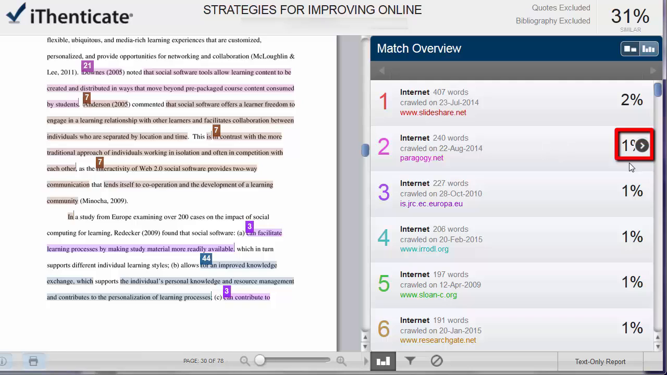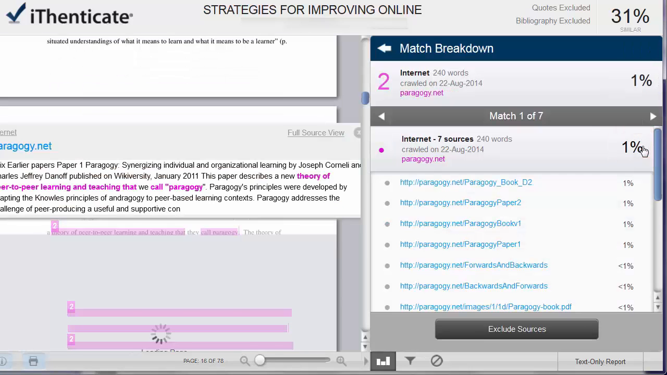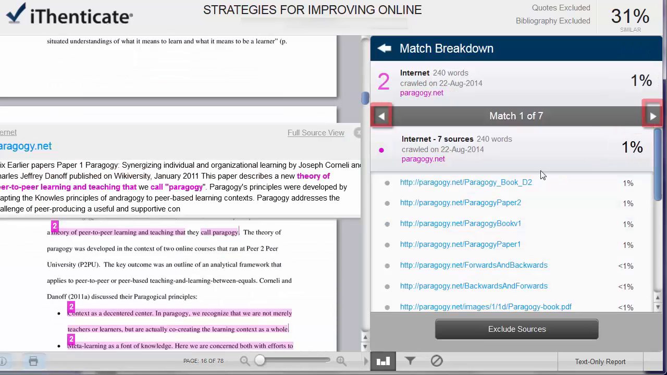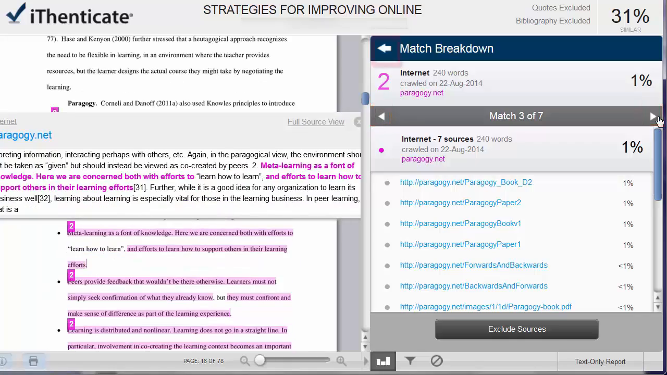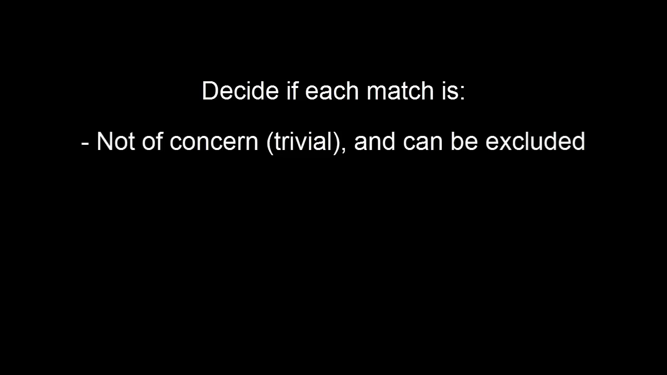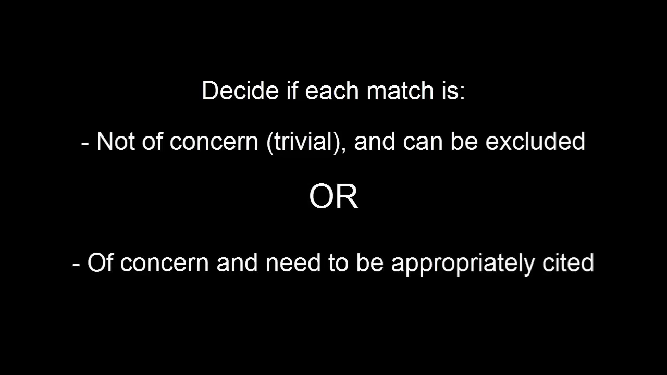Hover over a reference and a right arrow will appear. Click on the arrow and it will open a table of all the references that have the highlighted text. Use the right and left arrows to navigate through the matches. If you want to return to the complete list of sources, click on the left arrow next to Match Breakdown. As you go through the matches, you must decide if they are either not of concern or trivial and can be excluded, or if they are of concern and need to be appropriately cited.